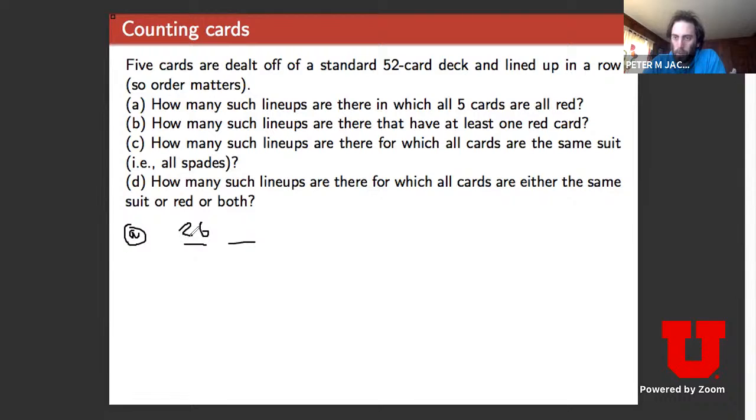Once we pick out a red card, there are only 25 possibilities left over. So for the second choice, we only have 25 possibilities. Then it goes on like that 5 times. After you've chosen 2 red cards from the deck, the number of ways to choose a red card now is only 24. And it goes on like this. After we've chosen 3 red cards from the deck, there are only 23 red cards remaining, so the number of ways to choose a red card is 23, and so on.